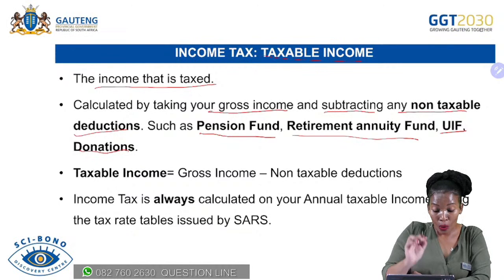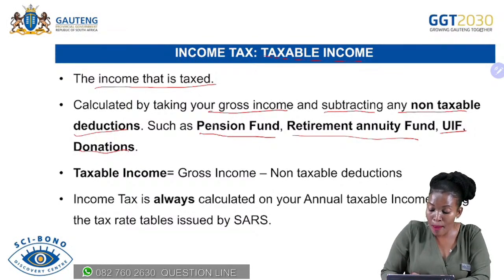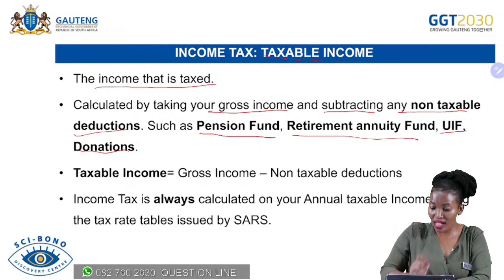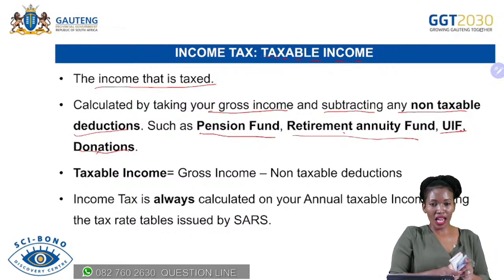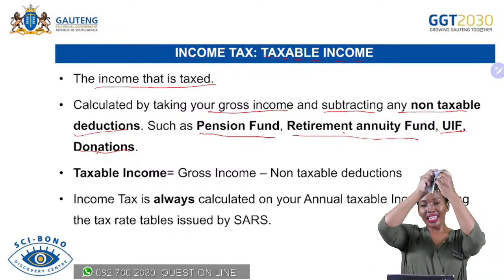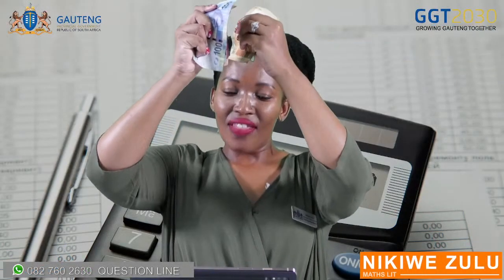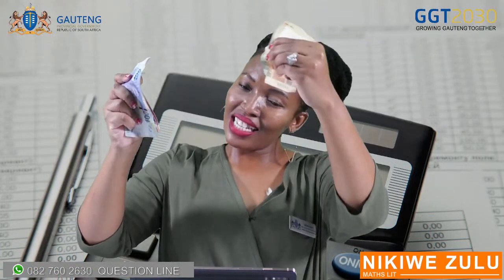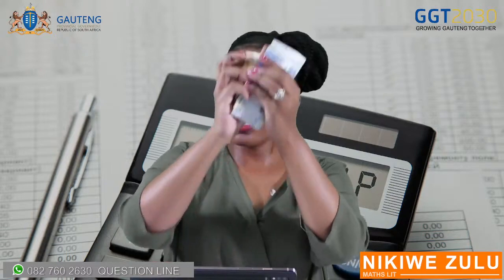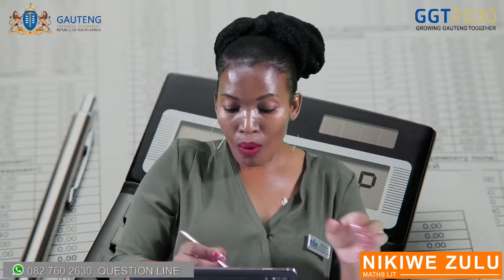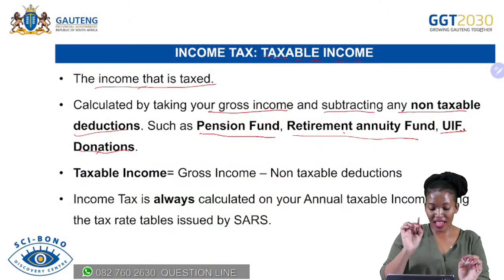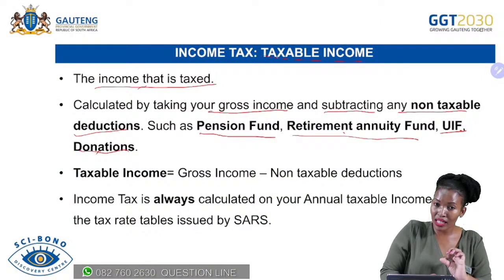So in MathsLit, we are always looking out for these four. If they say a person contributes to a pension fund, we must subtract it. Retirement annuity fund, subtract. UIF, subtract. Donations, subtract. Which is exactly what we did here. We had our gross income, 370, or it was 380. From the gross, we subtracted the non-taxable deductions, which were your retirement annuity fund and your donation. The balance that we were left with, which is 320, is now our taxable income.